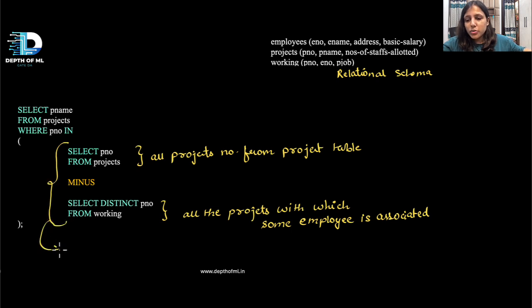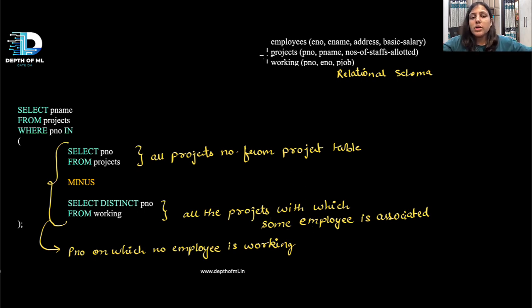This basically gives you project numbers on which no employee is working, right? So these are the set of all the projects that you have. These are the sets of projects which are associated with some employee, right? Some employee is working on this, and the entry will be in the working table, right? So if we minus them, they will be the project numbers on which no employee is working, right?